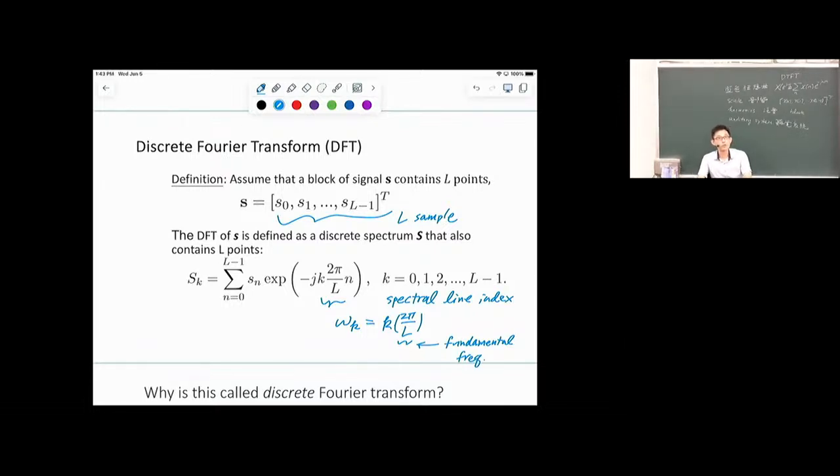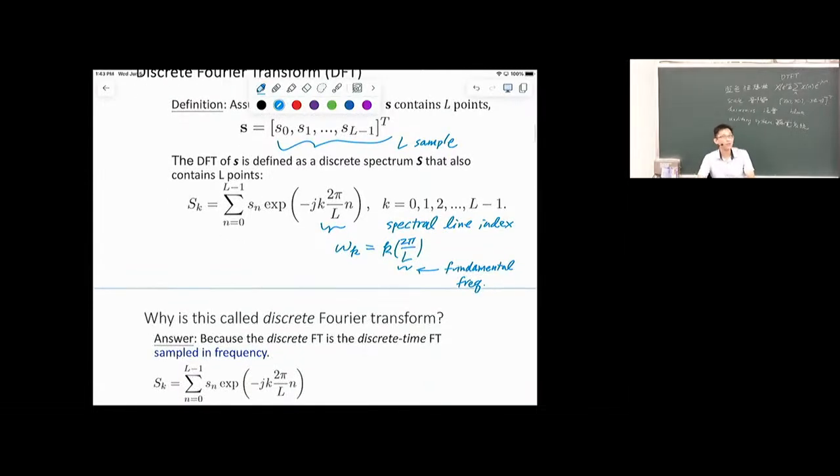So it's a frequency where the period is L, right? When the period is L, of course the angular frequency is 2 pi divided by L, right? So here, the kth frequency is K times the fundamental frequency. But otherwise, the definition is really similar to DTFT.